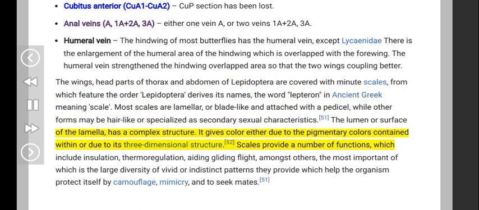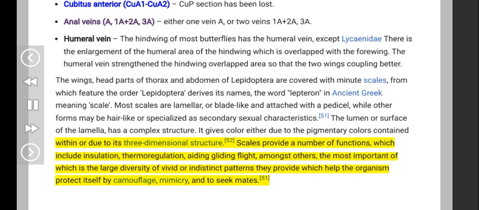It gives color either due to the pigmentary colors contained within or due to its three-dimensional structure. Scales provide a number of functions, which include insulation, thermoregulation, and aiding gliding flight, amongst others. The most important of which is the large diversity of vivid or indistinct patterns they provide, which help the organism protect itself by camouflage, mimicry, and to seek mates.